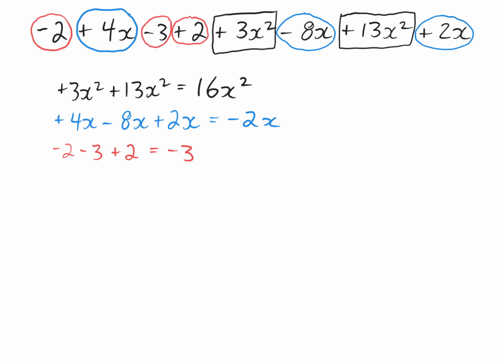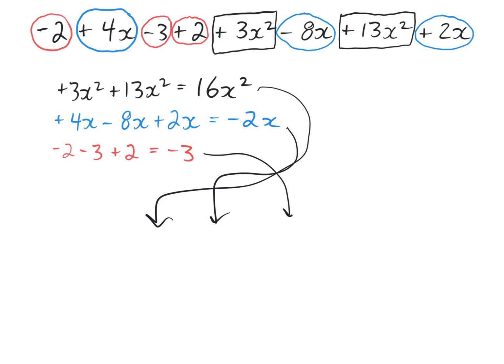And then just write them out in order of the highest exponent first. So I'm going to have 16x squared minus 2x minus 3. And I'm done. So this big mess here simplified to a nice simple trinomial, 16x squared minus 2x minus 3.